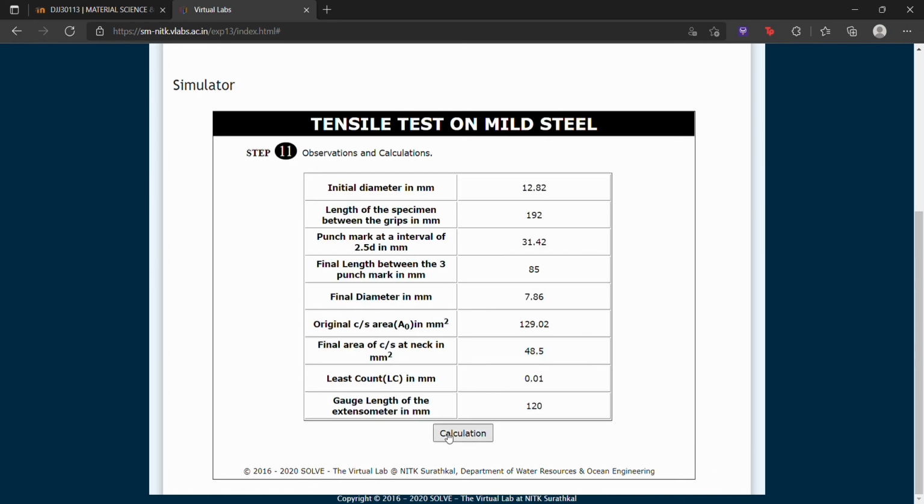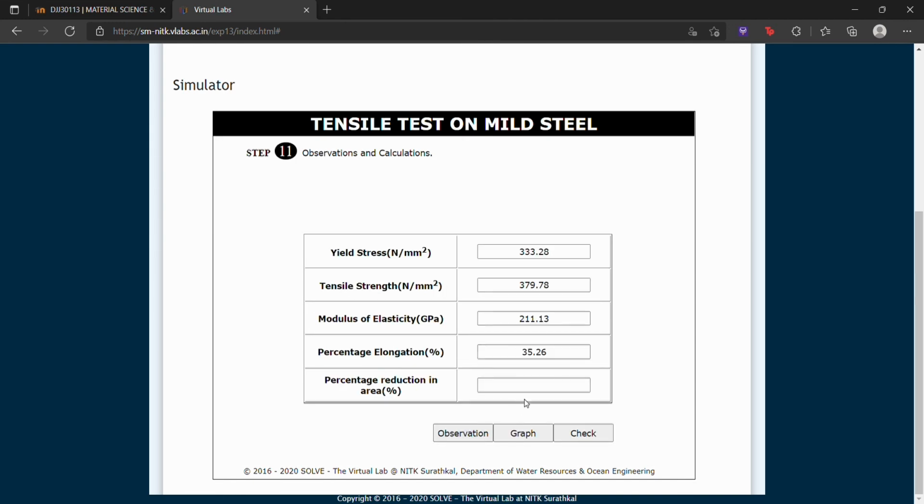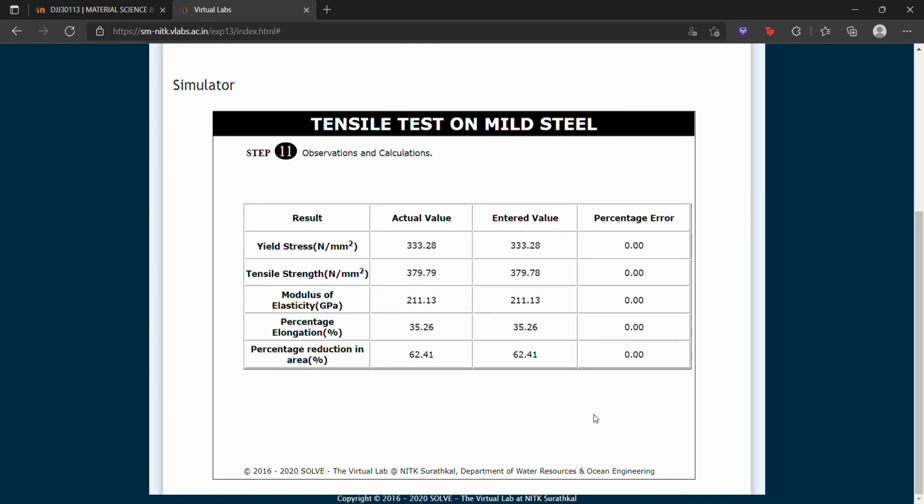Next is percentage reduction in area. The formula for reduction is A0 minus final area, divided by A0, times 100. So after calculating, we will get the percentage reduction in area, which is 62.41. After that, we need to check our answer to see if it is accurate or not.